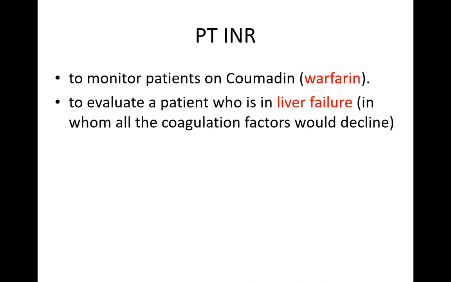It's a little bit complicated. I will just mention it. It's not part of the block, so you can zone out. I don't mind. But it is the PT of the patient divided by the PT of a control sample, and then we raise it to the value of ISI. ISI is the International Sensitivity Index of the reagent thromboplastin that we are using to run this test.